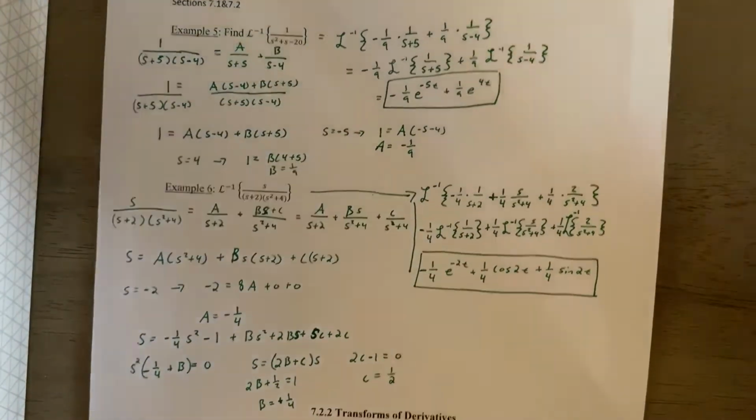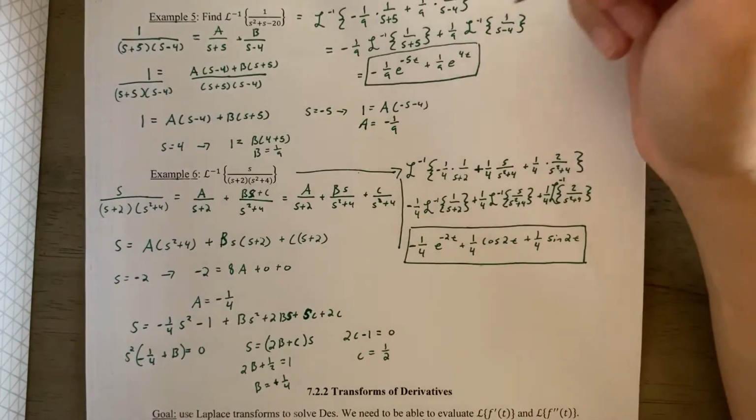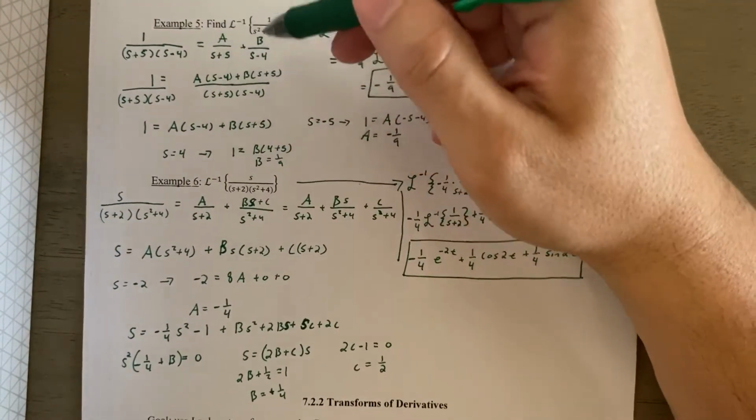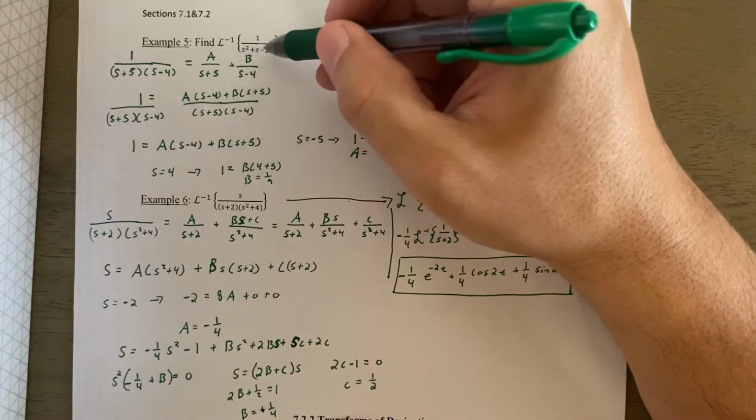All right, welcome to page 6 of the notes, page 2 of 7.2, and we're going to start off with example 5, where we're going to do the inverse Laplace of 1 over s squared plus s minus 20.